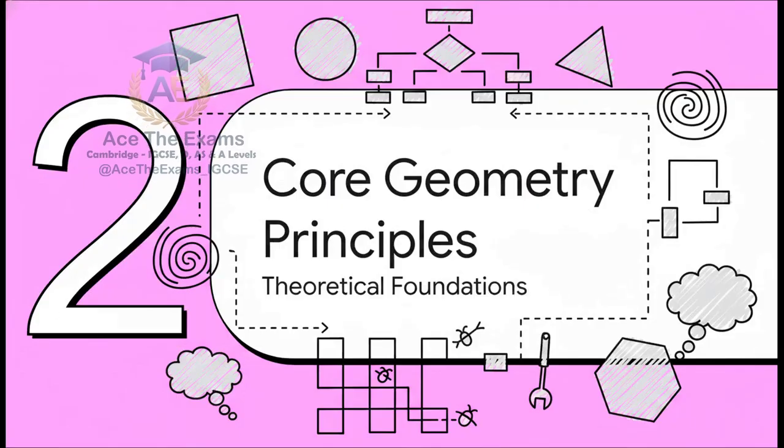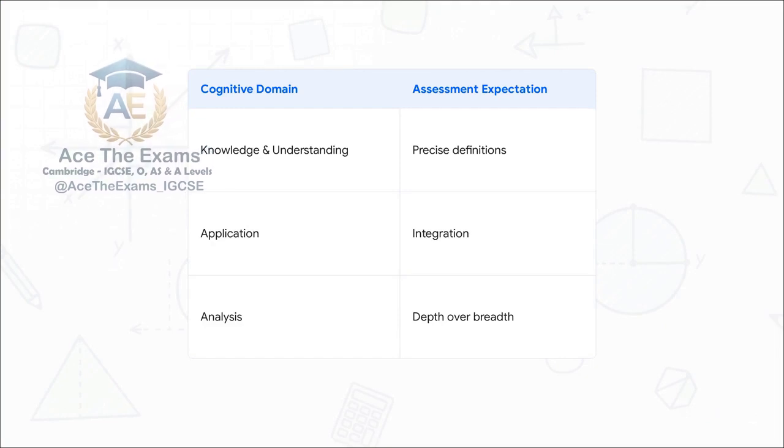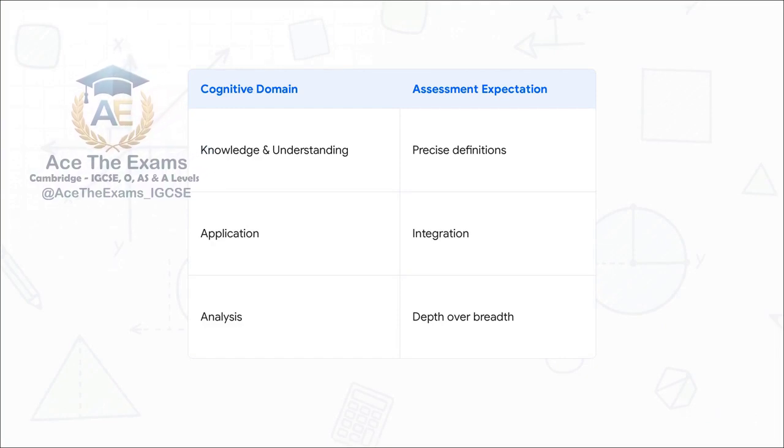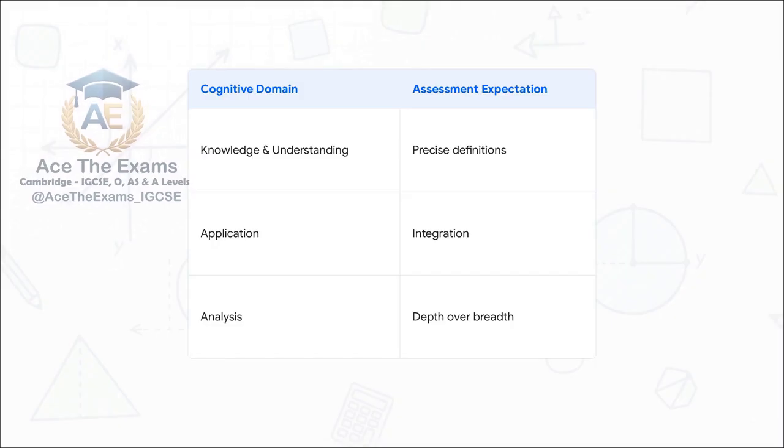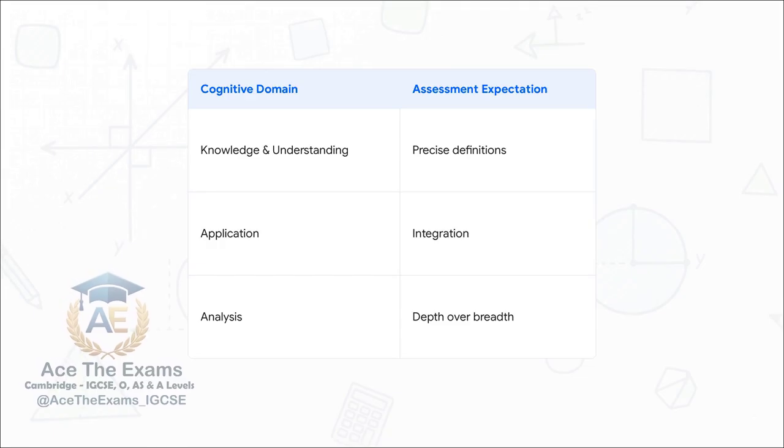Moving right along to Section 2, core coordinate geometry principles. Let's look at the theoretical foundations of our software. Notice how this table perfectly breaks down the specific mental architectures that examiners are actively testing for. They aren't just looking for random numbers scattered on a page. The theoretical foundations of this topic target three completely distinct cognitive domains.